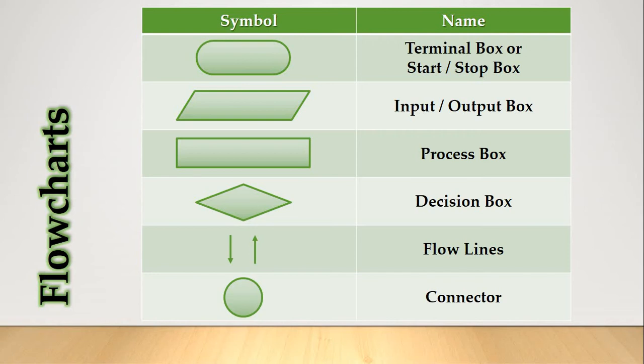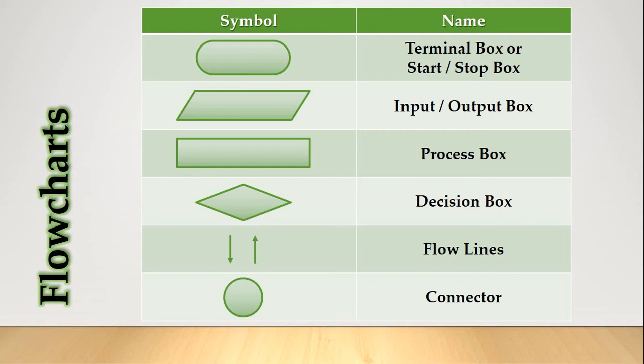Next, arrows. It is known as flow lines. The arrows are used to connect one box of a flowchart to another box. The direction of the arrow indicates the direction of flow of information.